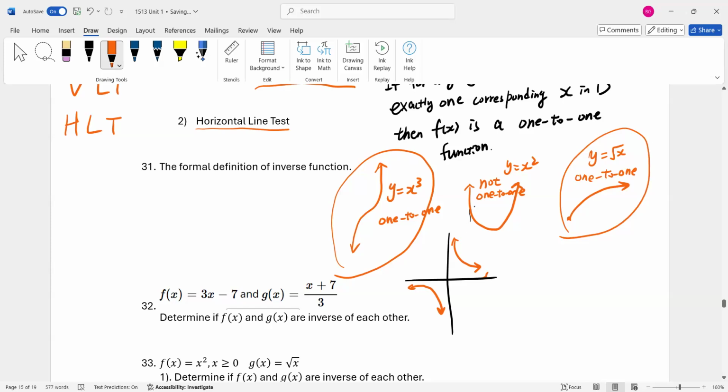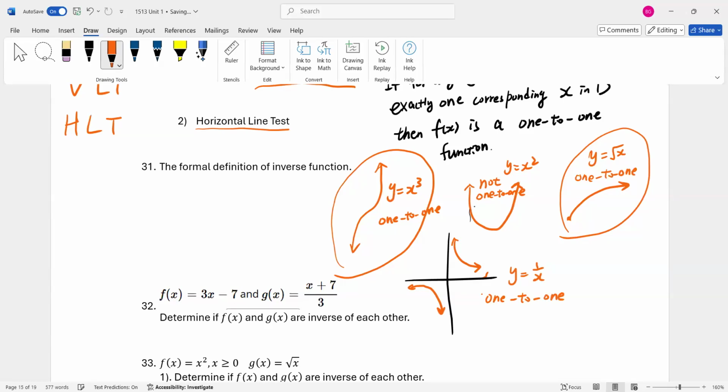Now let's look at the reciprocal function, y equals 1 over x. It definitely passes the vertical line test. There's no vertical line that crosses the graph more than once. Similarly, if we try horizontal lines, there's no horizontal line that crosses the graph more than once either. So this is also one-to-one.